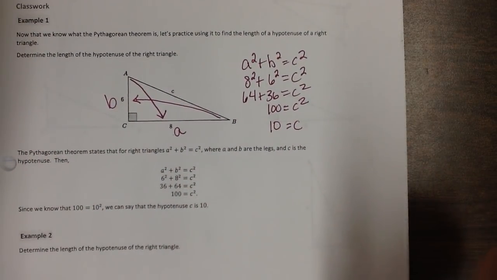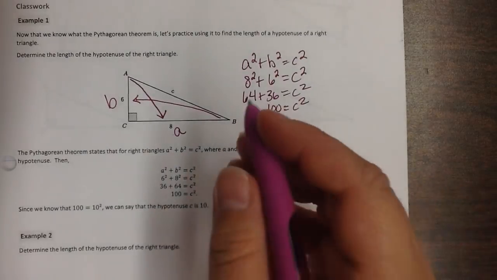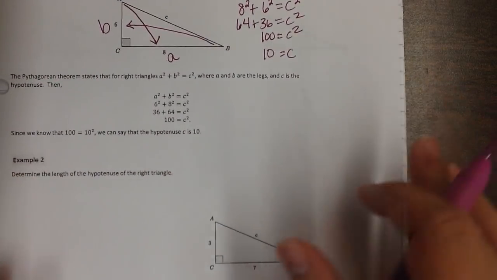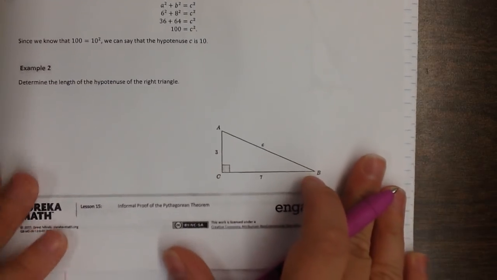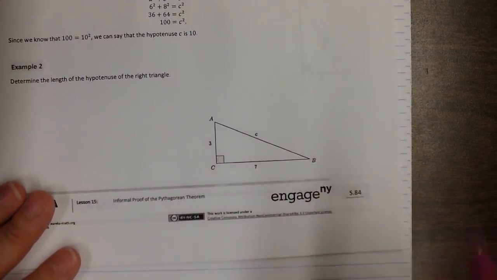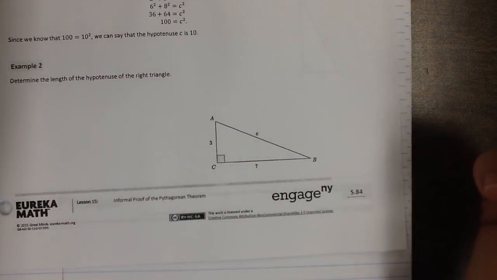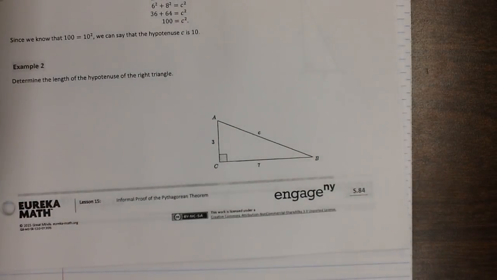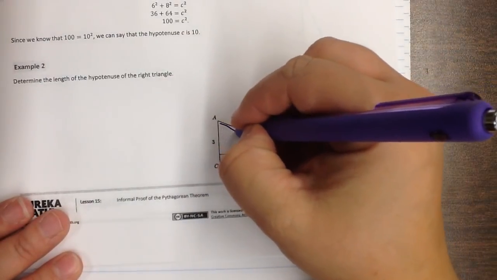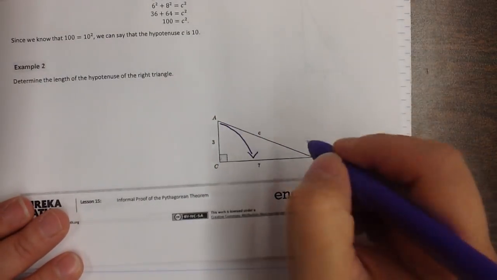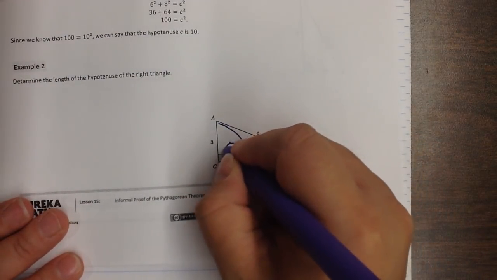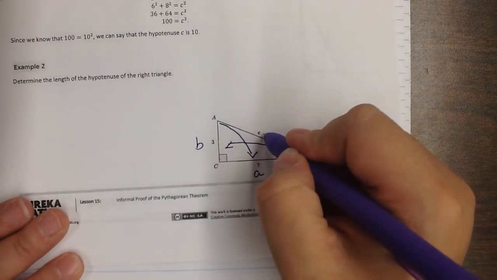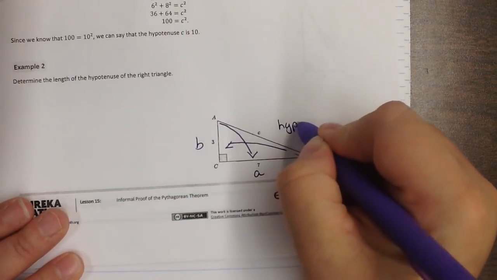Now, we could do this another way, and I'm going to show you how to do that with example 2. So on example 2, again, we're going to determine the sides, and then we're going to work through the Pythagorean theorem. So the side across from A is 7. The side across from B is 3. So this is B, and this is A, and this is C. This would be our hypotenuse.